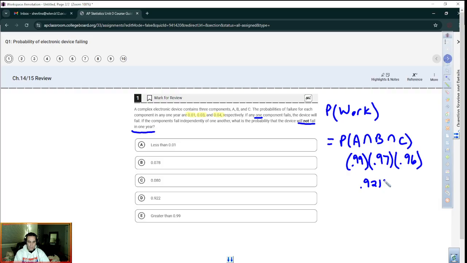I'm just going to round it. Close enough. So they said 0.922, and that is the correct answer for that one. Where do the other ones come from? I bet one of these is what you get if you multiply the 0.01, 0.03, and 0.04. I would bet that is a super common wrong answer.